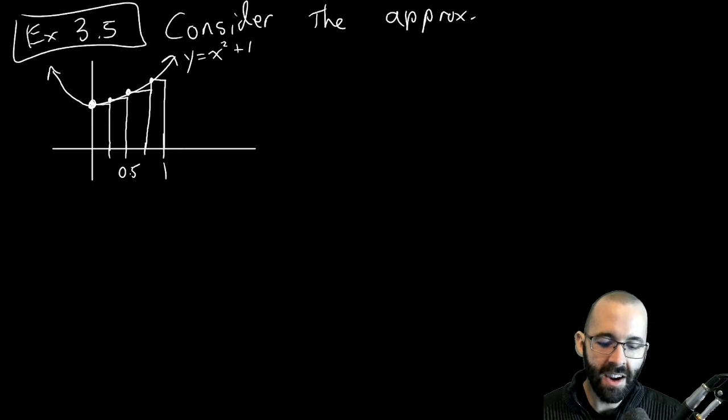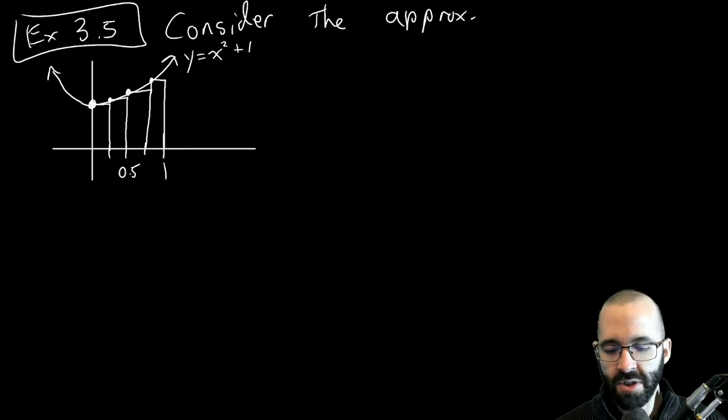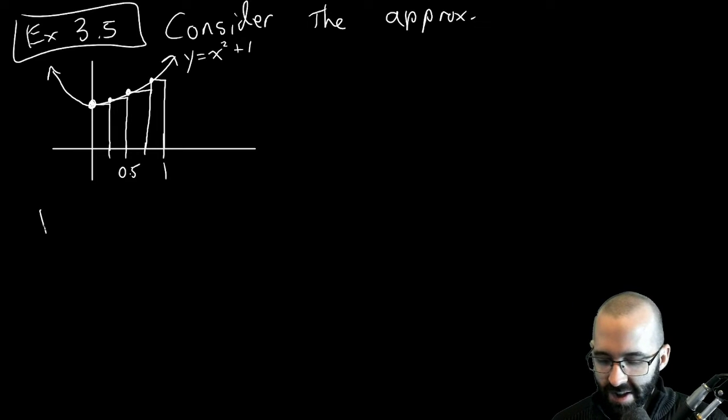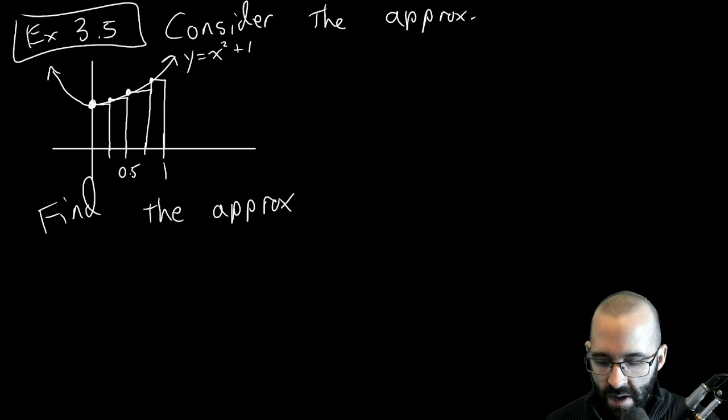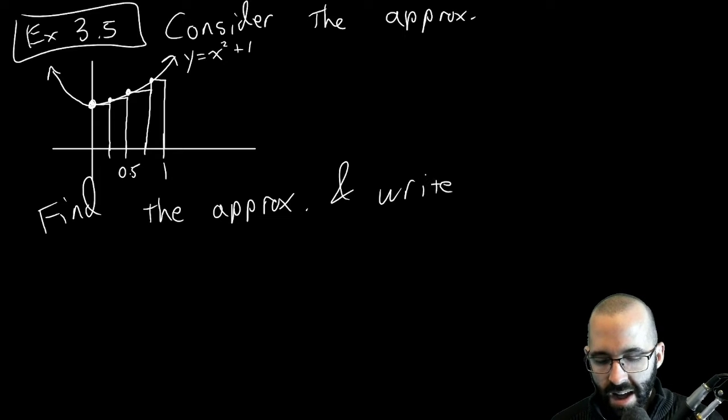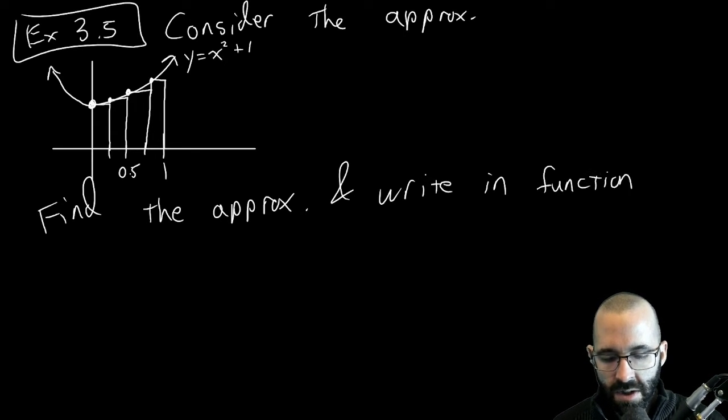So we're approximating the area under the curve of the function y equals x squared plus 1 between 0 and 1. We're approximating this with 4 rectangles. Okay. Now what I want you to do, we'll do it together, don't worry, is find the approximation, and write that approximation in function and sigma notation.